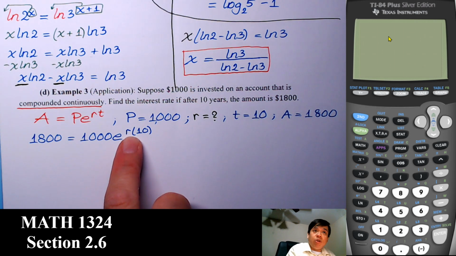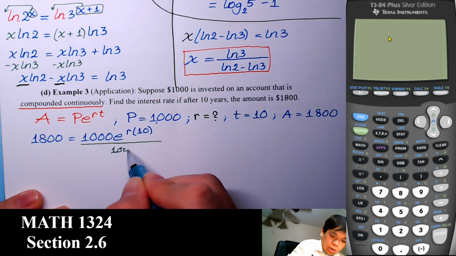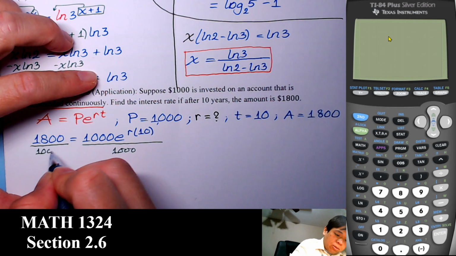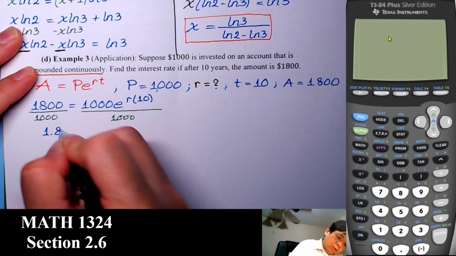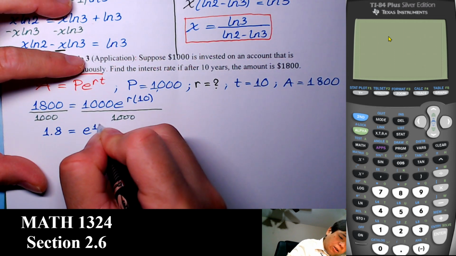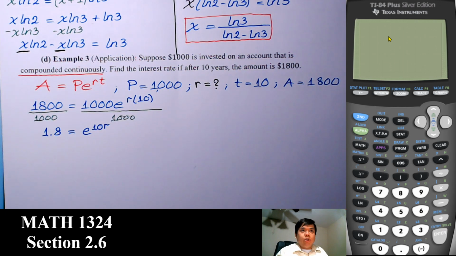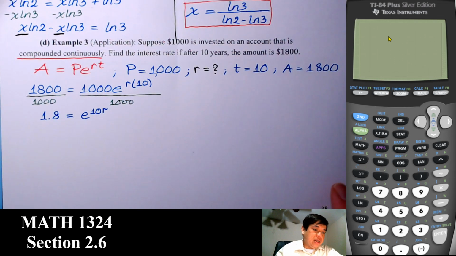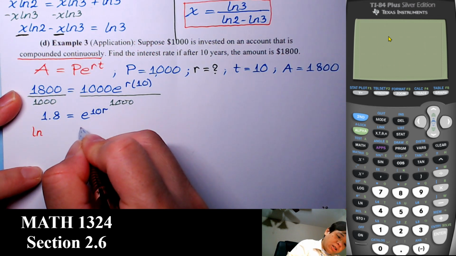Right, so now we're trying to solve for R. So first, what we can do is if we divide by 1,000 on both sides, we get rid of that. We just get the exponential term by itself. So it's 1.8 to the 10R. Now we try to solve for R. Now just like this equation, we try to get them to the same base. But if we cannot do that, we have to take the ln on both sides.